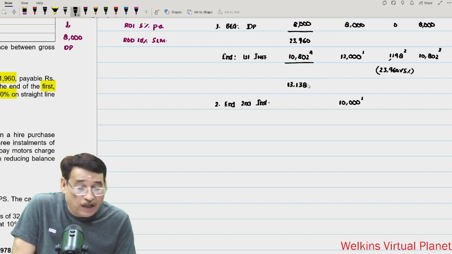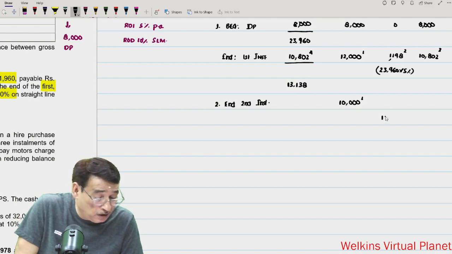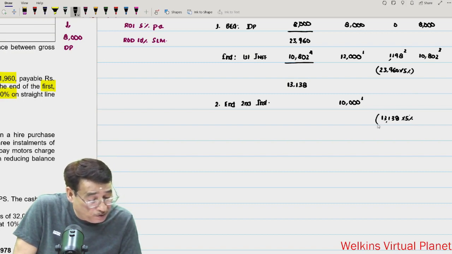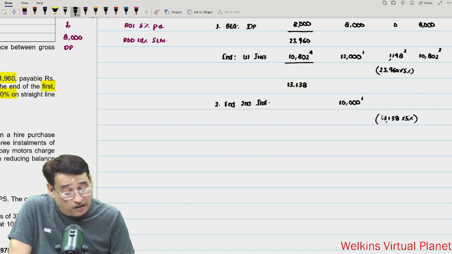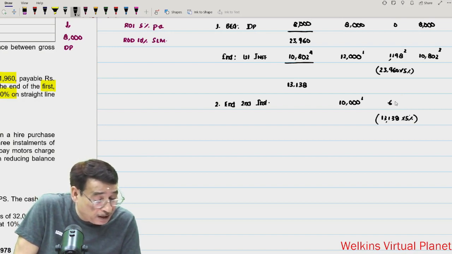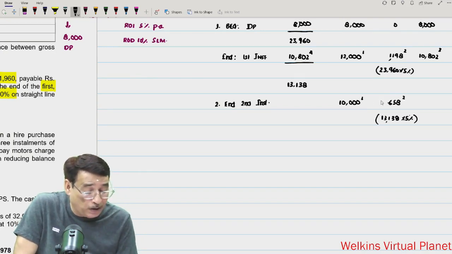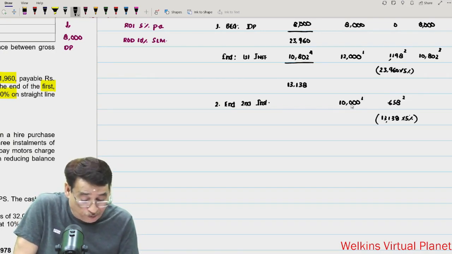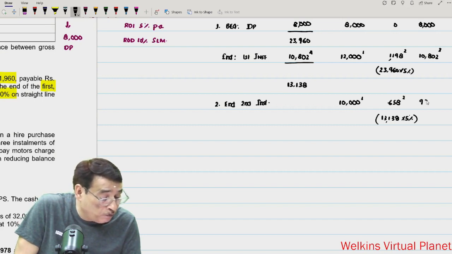Now I will compute 5% of this amount. So 13,138 into 5%. Now if I am going to compute 5% of 13,138, that will be equal to 658. So 658 will be your interest payment out of 10,000. You subtract this figure from this one to get 9342. So 9342 reflects the payment for cash price.